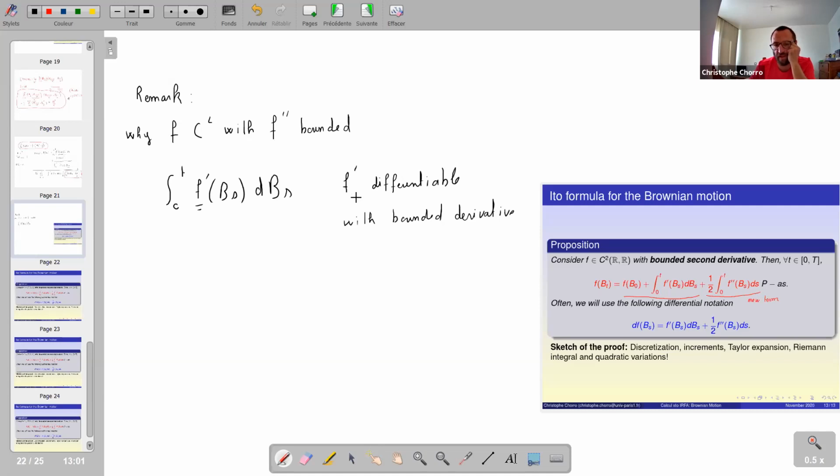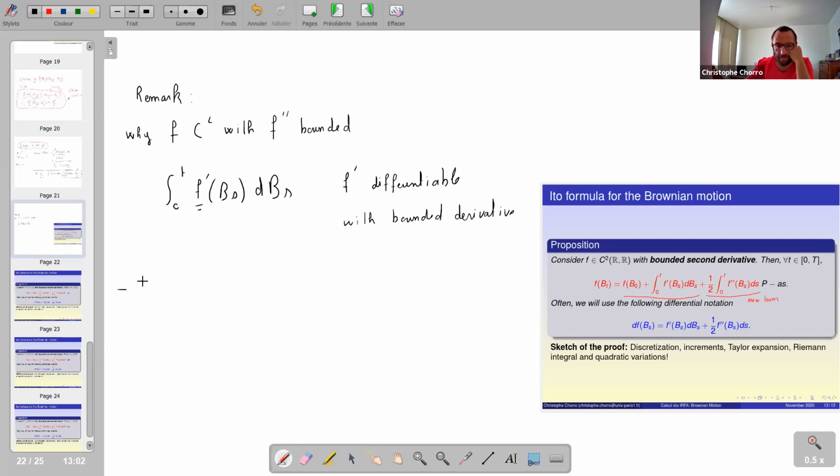But what is the fact that f prime has a bounded derivative? It's just that f second is bounded. So I need this hypothesis if I want to be able to define this term, using the previous proposition. This hypothesis is just to be able to define this term in a correct way with respect to what I have defined previously. It is my first remark.